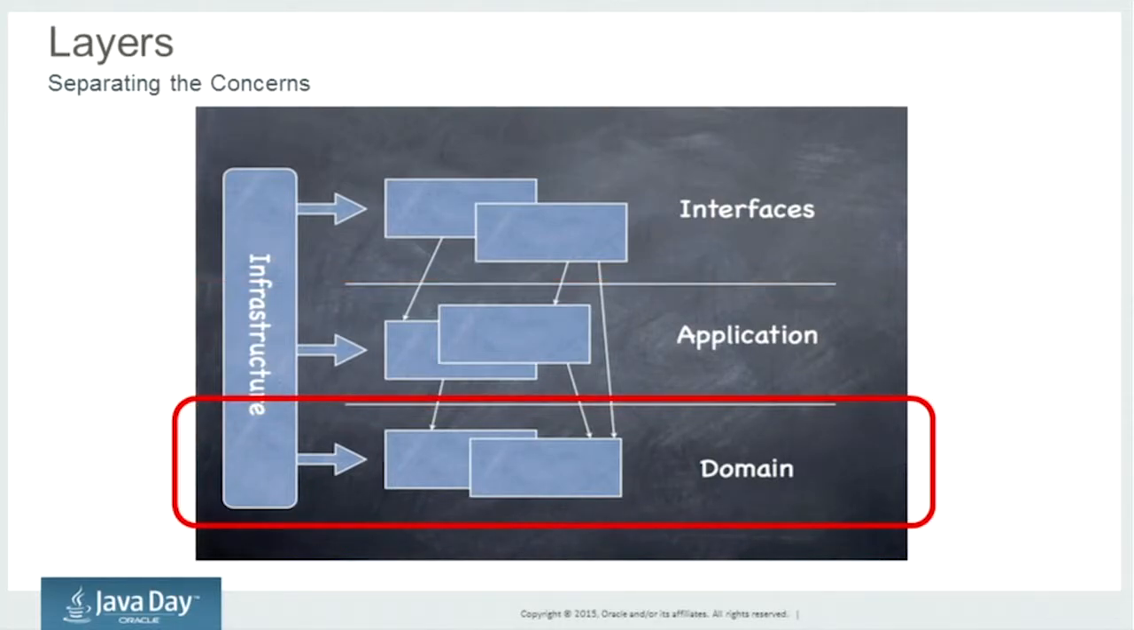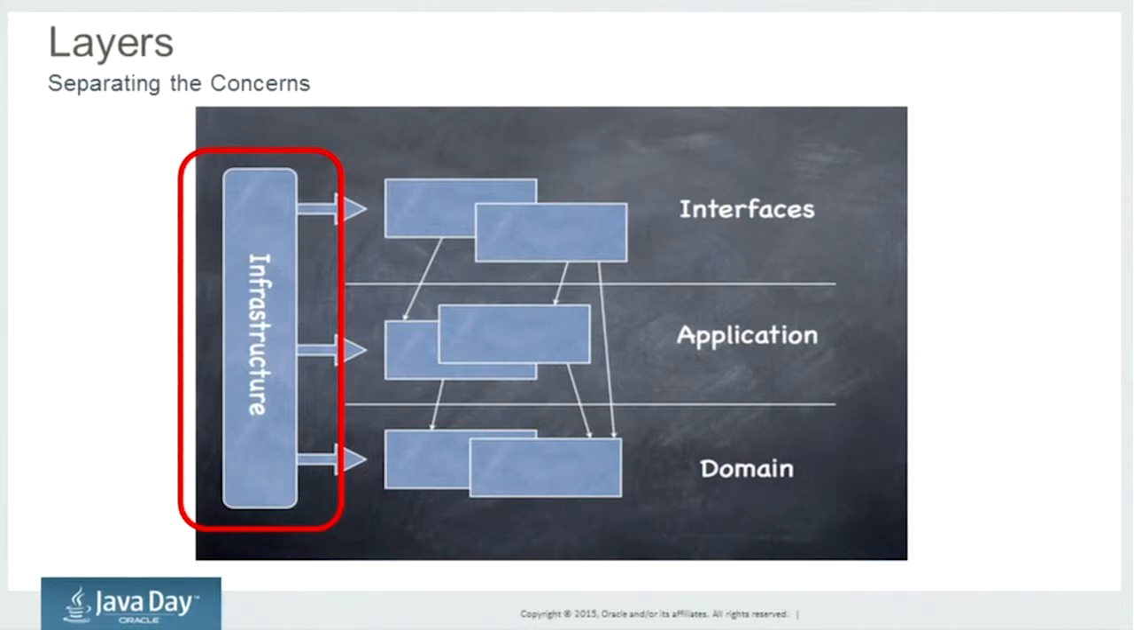And finally, there is the domain layer. And we've talked about the domain layer, right? So things like entities and value objects and repositories, these all belong in the domain layer. This is the core part of your application, the most important part. This is the heart of your application.